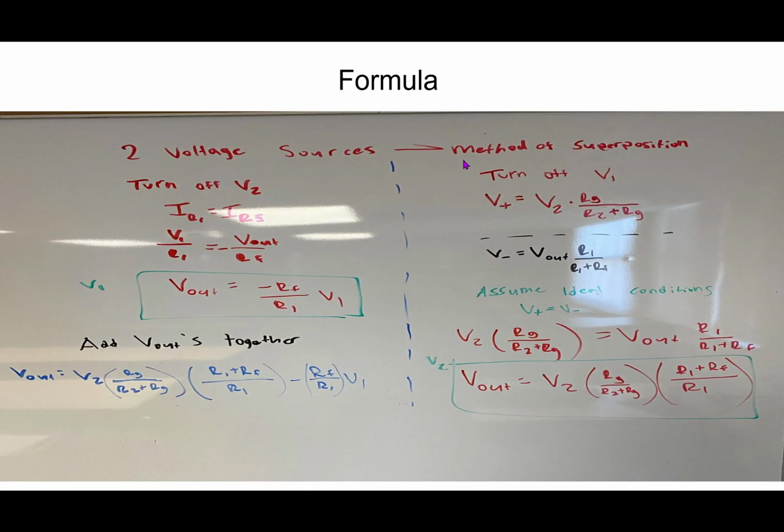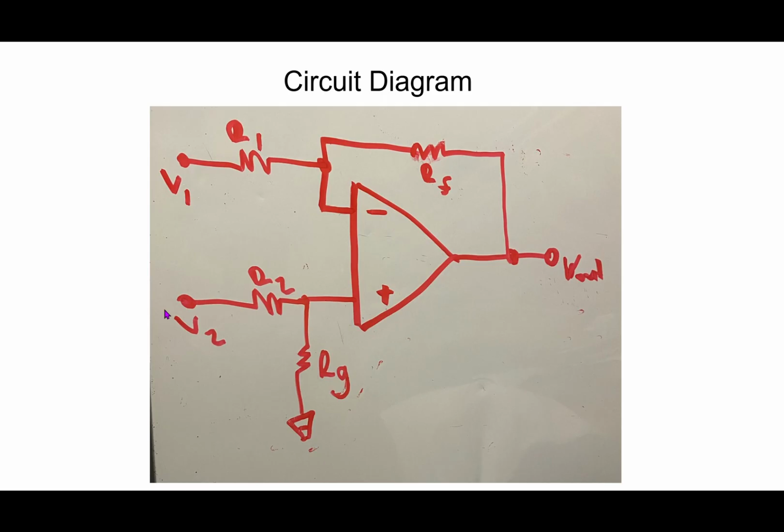For the V2 contribution, we have V positive is equal to V2 multiplied by this voltage divider, RG over R2 plus RG. So the voltage drop across RG is equal to V positive. So we just do the voltage divider for R2 multiplied by V2, and then similarly for V minus, we have V out multiplied by R1 over RF plus R1, because we want to find the voltage across R1, which is equal to V minus.